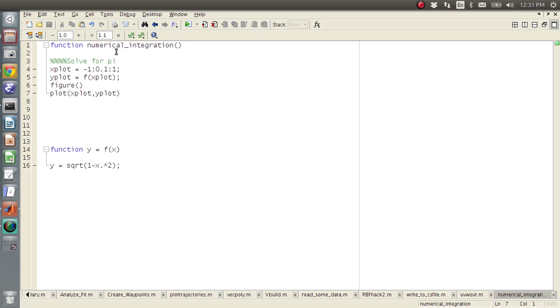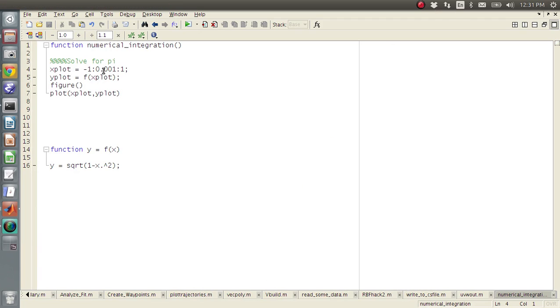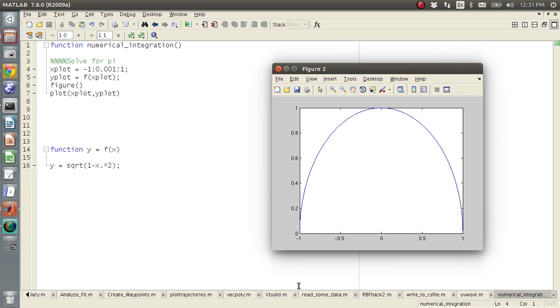Okay, hit F5. Alright, and there we go. So there's my function there. I'm going to add a couple more data points so it's smooth. So there's my function there, right?